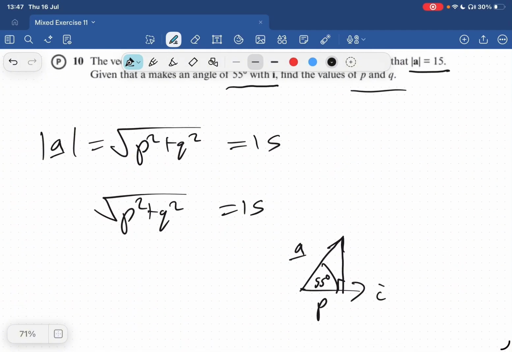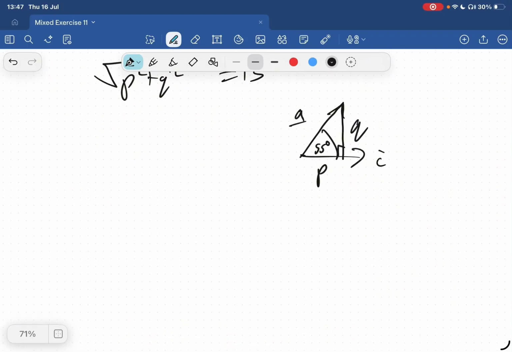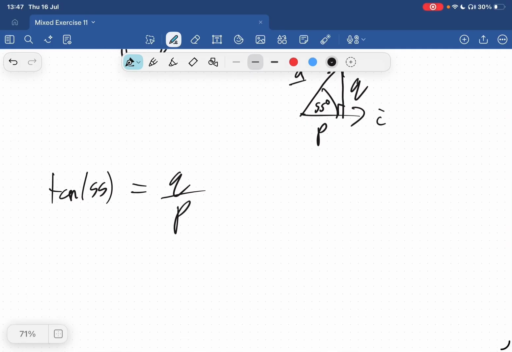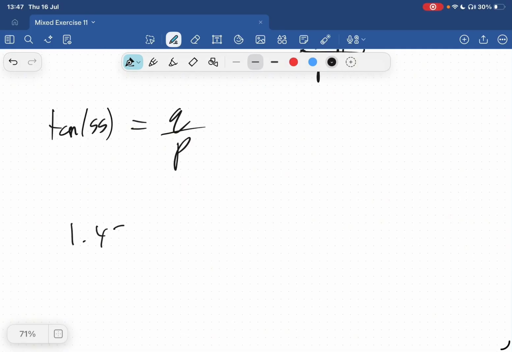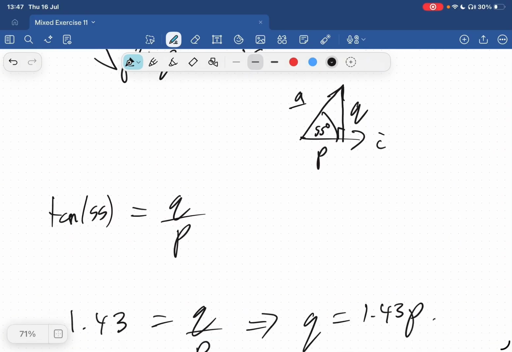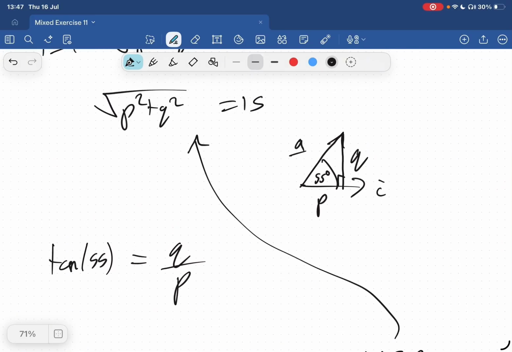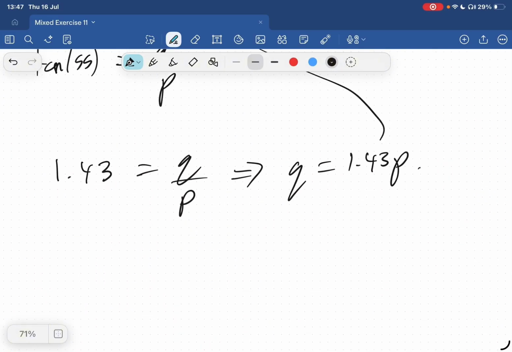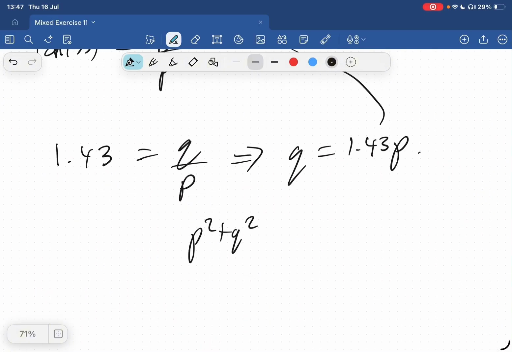So what have we got here? Well, P and Q. Using SOHCAHTOA, we've got opposite and adjacent. So tan 55 equals opposite over adjacent. Let's put it in our calculator. What is tan 55? It's 1.43. This then means that Q is 1.43 lots of P. We can then use this to sub in to what we had before. So let me bring down what we had before: the square root of P squared plus Q squared equals 15.